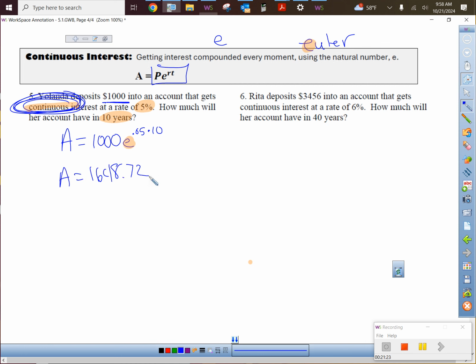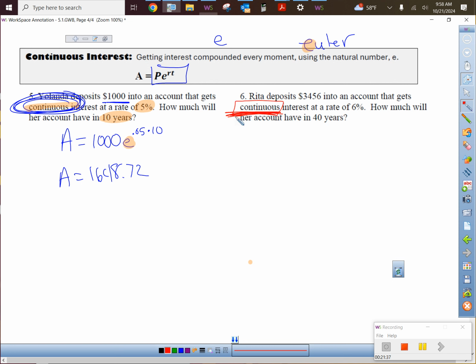1648.72. And if they asked how much interest you made, you'd subtract, but they did not ask. I will do that on the Desmos calculator for those who didn't get to use one of mine here. But here's the real question of the day. How did you know that you were using PERT? Because of one word, continuous.